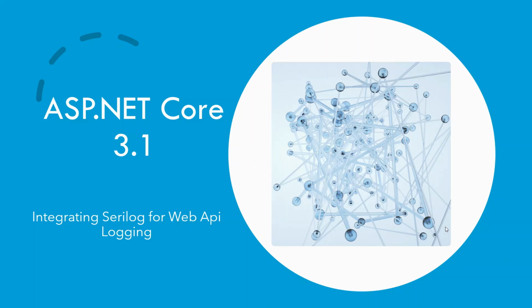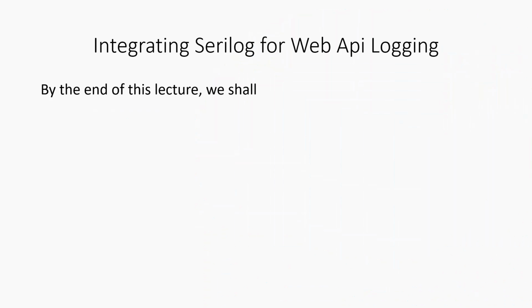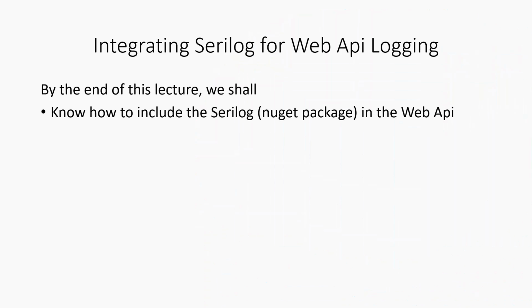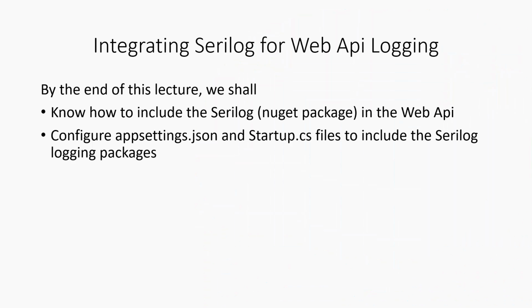So let's see the learning outcomes. Welcome back. In this lecture, we shall be integrating the Serilog NuGet package for web API logging. So stay tuned. By the end of this lecture, we shall know how to include the Serilog NuGet packages, actually three packages, in the web API project, and configure appsettings.json and startup class files to include the Serilog logging packages. So over to Visual Studio web API project.